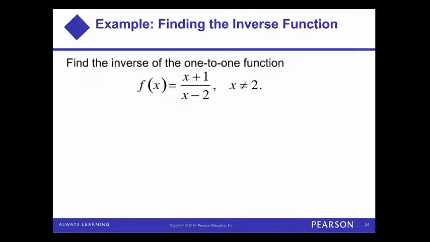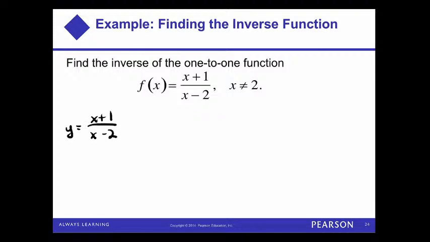So we're asked to find the inverse of this one-to-one function. We're given that this function is one-to-one, and notice that x cannot be equal to 2. We're going to let that be for now. So find the inverse function, right? The first step we're asked to do is replace f of x with y. So we're going to rewrite this as y equals x plus 1 over x minus 2.